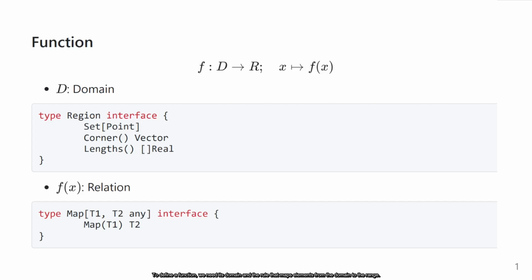To define a function, we need its domain and the rule that maps elements of the domain to the range. Generally, the domain and mapping rule of a function are represented using specific symbols. Let's consider what elements are necessary to convert this into an interface. First, since the domain is a type of set, we can use the previously defined concept of a region. The mapping rule, which sends an element from the domain to an element in the range, can be represented using the interface called map.